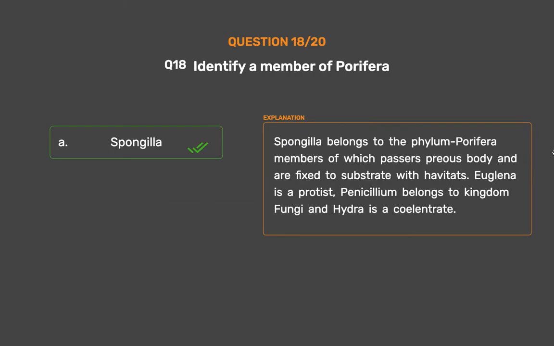Spongilla. Spongilla belongs to the phylum Porifera, members of which possess a porous body and are fixed to substrate in aquatic habitats. Euglena is a protist, Penicillium belongs to kingdom Fungi, and Hydra is a coelenterate.